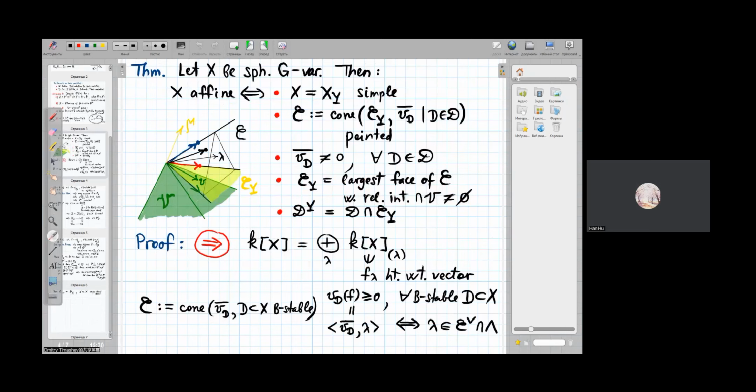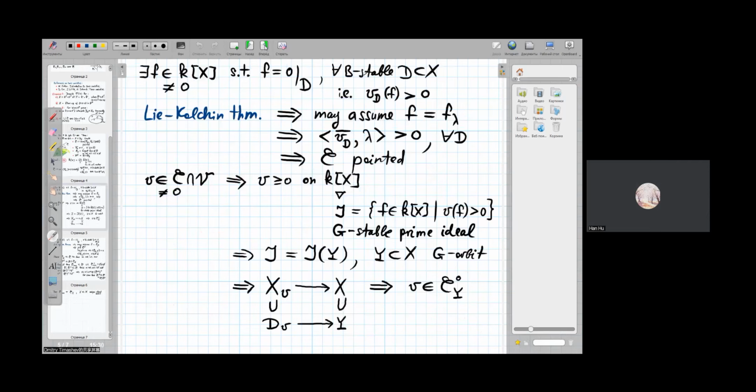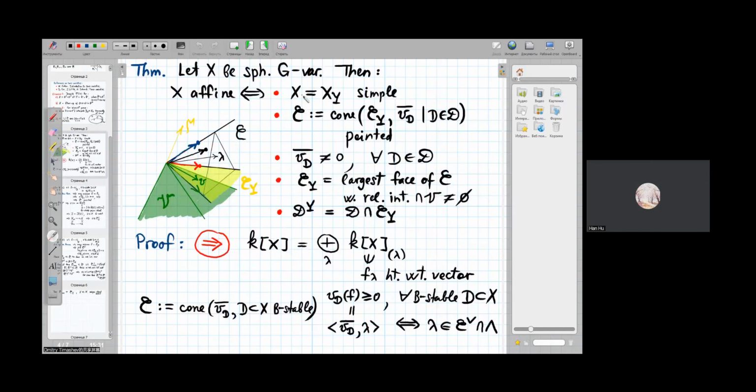We have proved this property. And we also have proved this property. Because of these vectors VD bar, we have chosen lambda somewhere here. We have chosen lambda, which takes positive values, positive pairing with all VD bars for all B-stable divisors, including all colors. In particular, all these VD bars are non-zero.